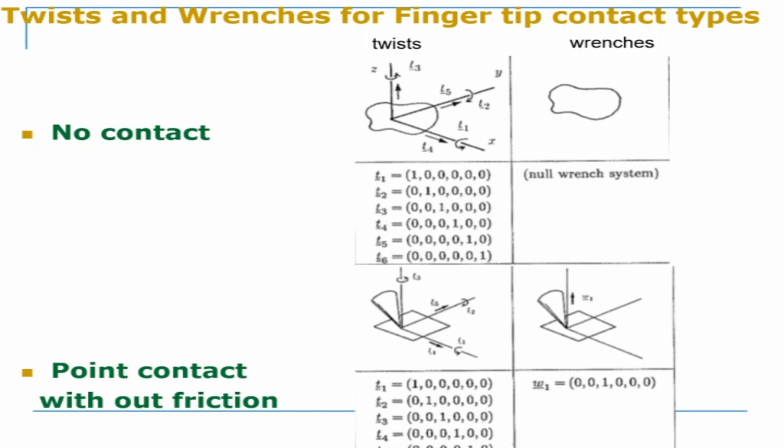That means when there is no contact, we can have twists, which basically means that all these motions are possible. And there is no wrench. That means no force or moment can be applied because there is no contact.